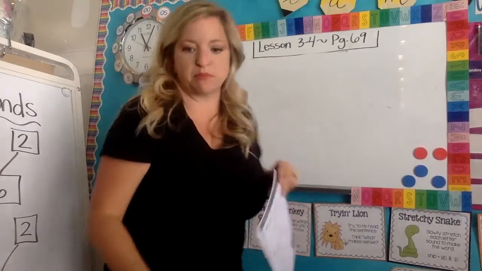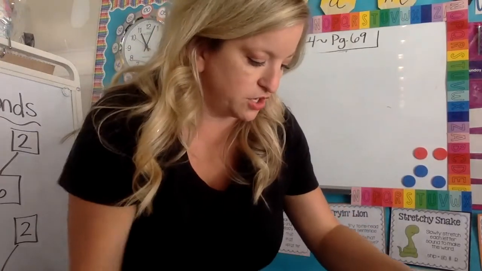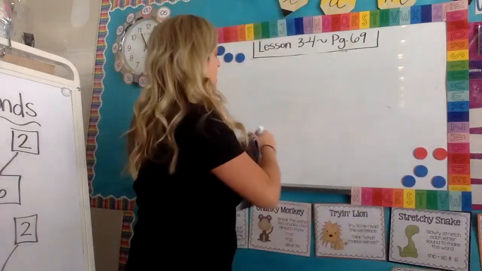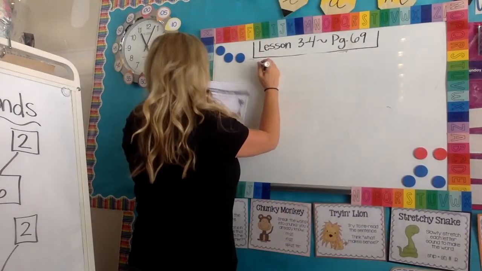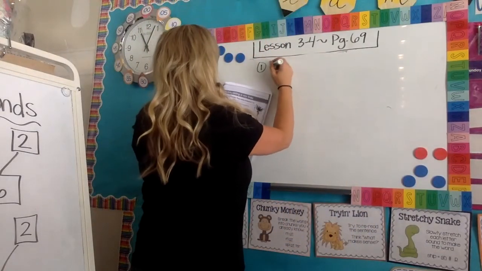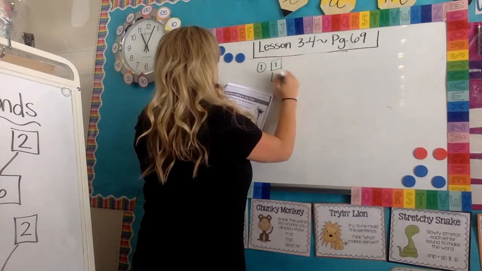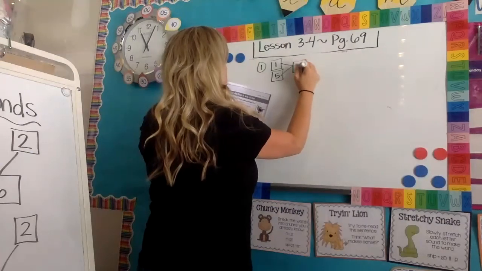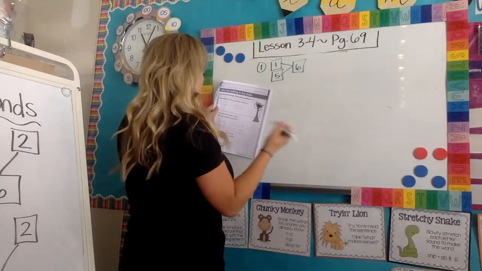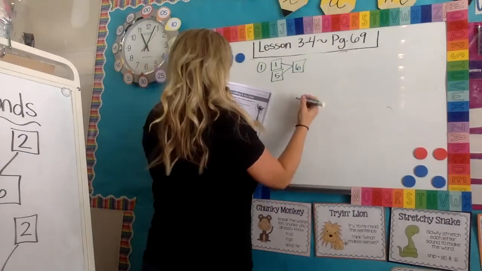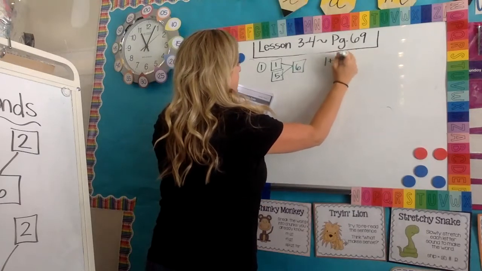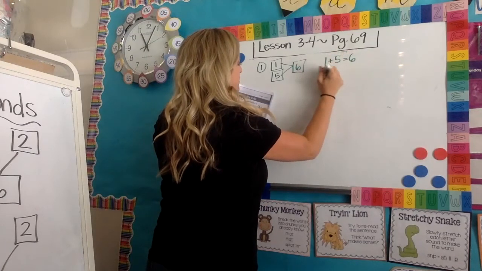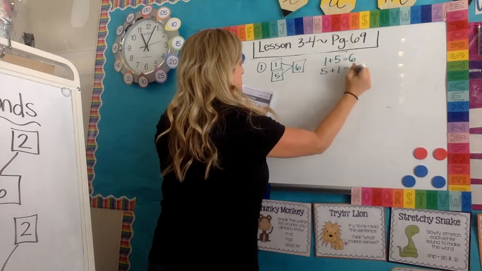I think I need to switch up my marker. I feel like it's dying on me. All right, 1 plus 5. This is number 1. Okay, I'm gonna look at this. They're trying to trick you. They're moving the bonds. 1 plus 5 equals 6. It's 1 more than 5, which is 6. So you're gonna write 1 plus 5 equals 6. 5 plus 1 equals 6.